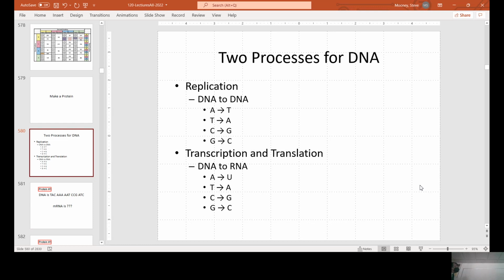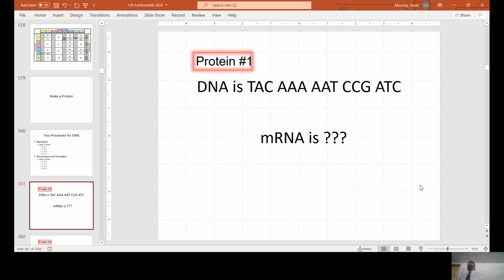So replication, that's a different process than the transcription and translation. And we're going to focus on making a protein, which requires transcription and translation. So let's start with a simple protein.